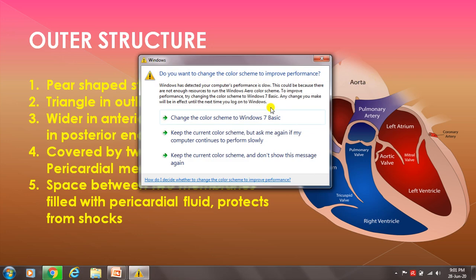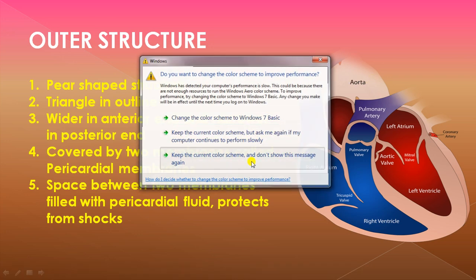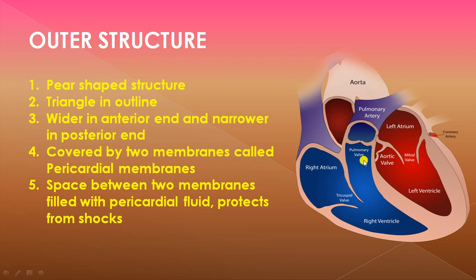Here, what is the anterior end? This is the anterior end, the upper side. We can easily identify that it is wider in the anterior end, and the posterior end, the downside, is narrow. Here it is wide and here it is narrow. This is just the outer structure.